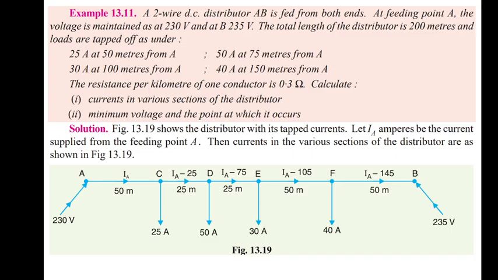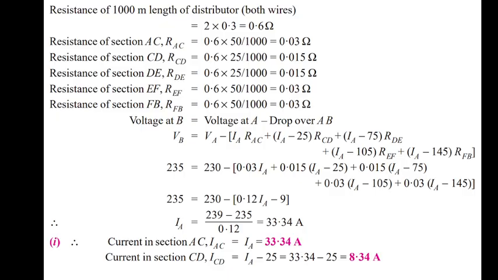This single line diagram shows how current is distributed along different sections of the line, starting with an unknown current IA at point A and decreasing as loads are tapped off at various points: points C, D, E, F. We have different loads here. The problem requires calculating the current in each section of the distributor and determining the minimum voltage along the line, as well as the exact point where this minimum voltage occurs. So let's see how we can solve it.